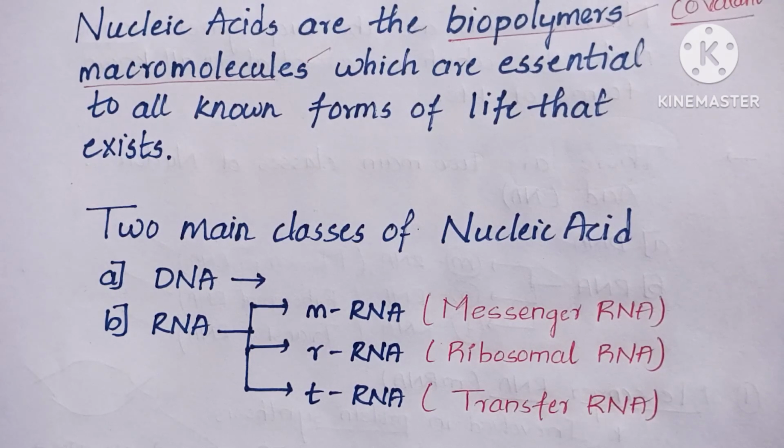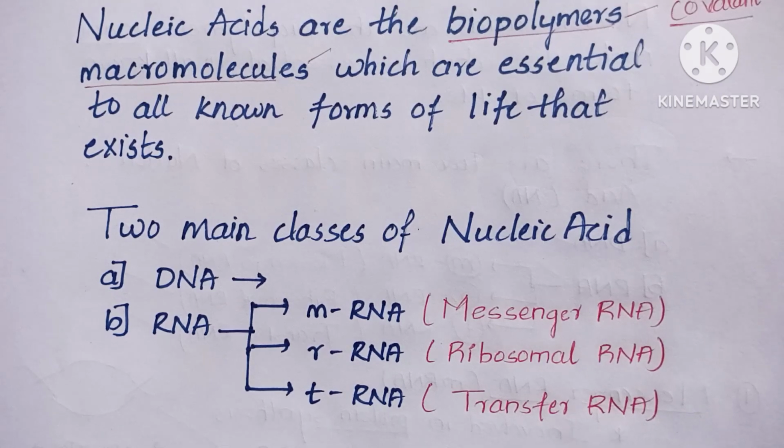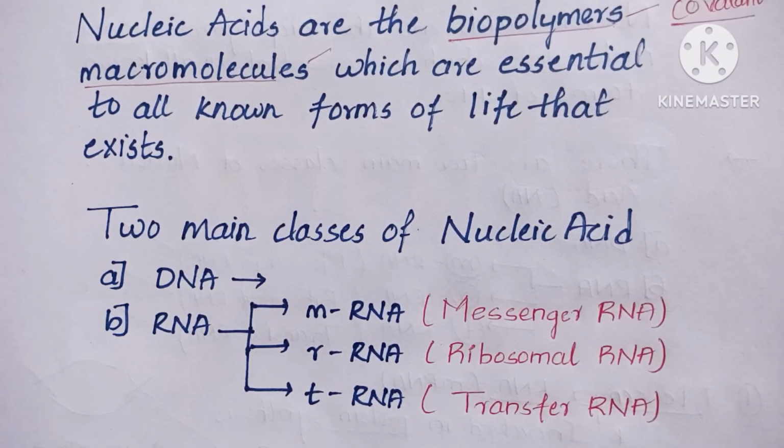mRNA is also known as messenger RNA, rRNA is known as ribosomal RNA, and tRNA is known as transfer RNA. These are the three classes of RNAs. As we all know, nucleic acids are made up of many monomer units. These units are known as nucleotides.